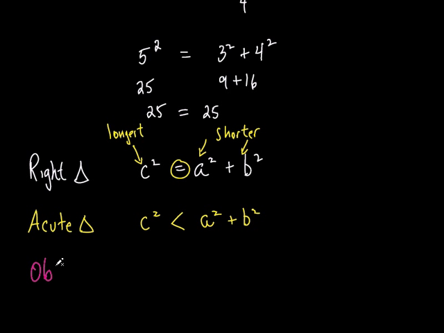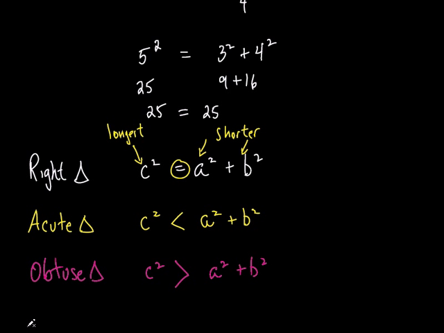What do you think would happen if you had an obtuse triangle? I would take that C squared and compare it to the A squared plus B squared, but what do you think must be true in order for this to be an obtuse triangle? I think you got it. It would be greater than. So if it's a right triangle, C squared would equal A squared plus B squared. If it was an acute triangle, C squared would be less than A squared plus B squared. And if it was an obtuse triangle, C squared would be greater than A squared plus B squared.